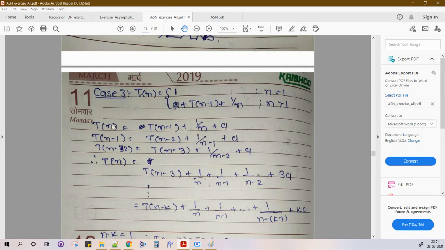See, if n is here, n is there, and I just subtract 1 from it, so n, then n minus 1, then n minus 2, 1 upon n minus 1. So I have written this equation 3 times. Now I will generalize it. T of n is nothing but t of n minus 3 plus 1 upon n plus 1 upon n minus 1 plus 1 upon n minus 2, and a plus a plus a is nothing but 3a, correct? So I will just generalize the equation.